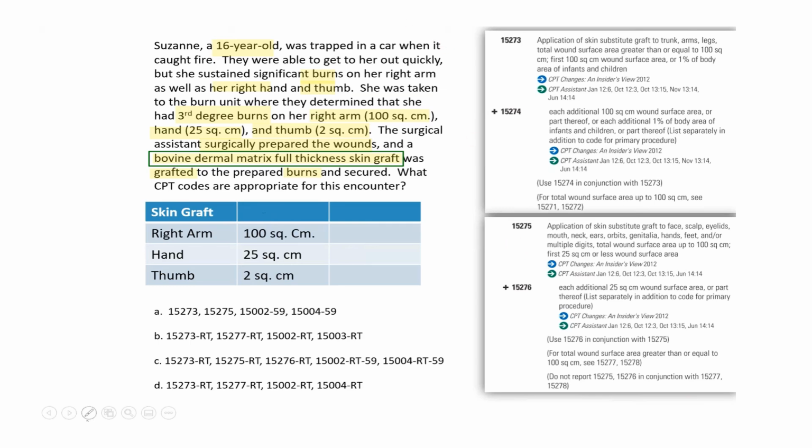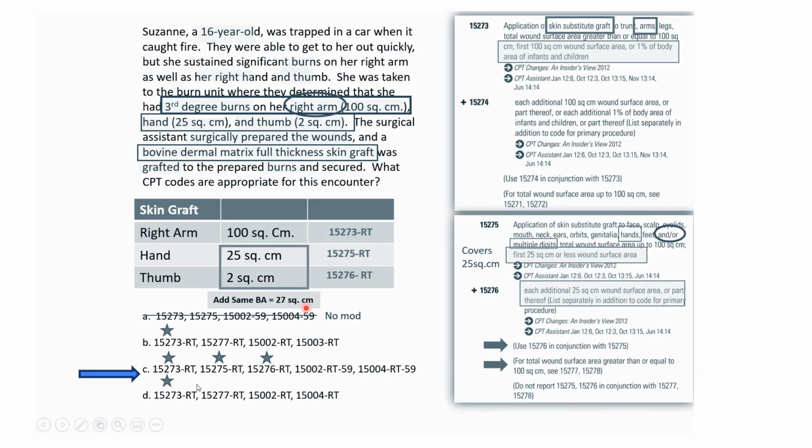So let's see what's our answer. So if you see, it is the 27 square centimeter. 15275 covers only 25. So I'm going to require the code 15276 for that additional 2 square centimeter. So I will require 15273, then 15275, 15276. These are the three codes I'll definitely require. Here it is covering only the 25 square centimeter hand, but the 2 square centimeter thumb is not there. And here they are directly talking about 15277. That is not the code that I will require here.